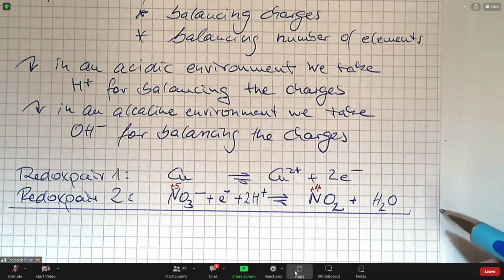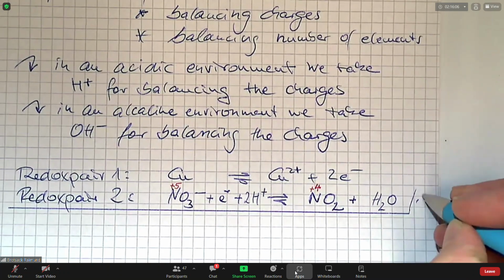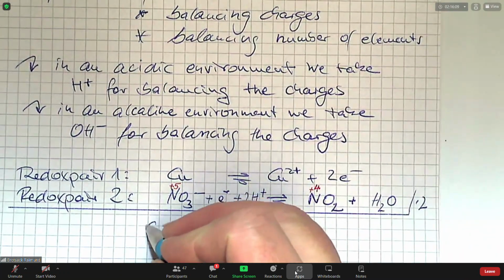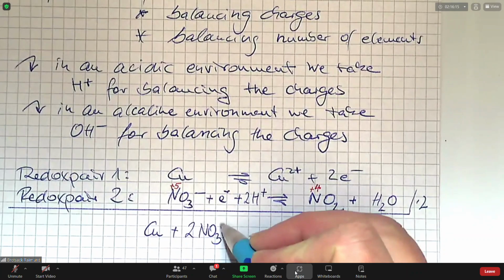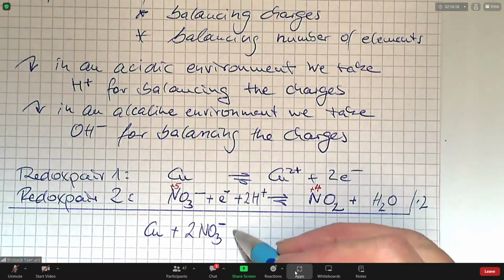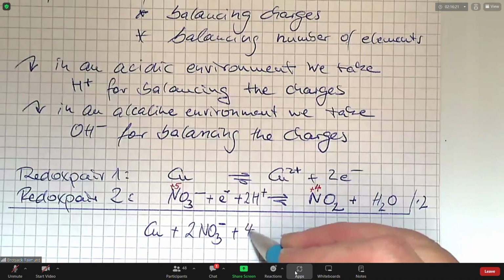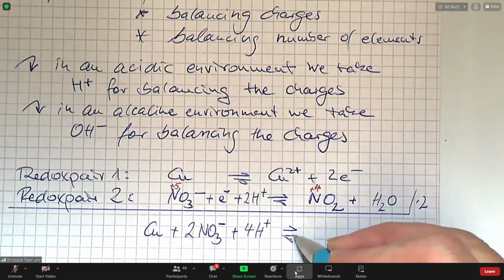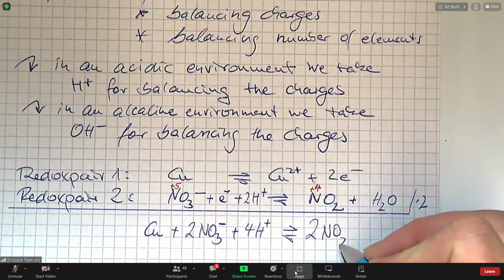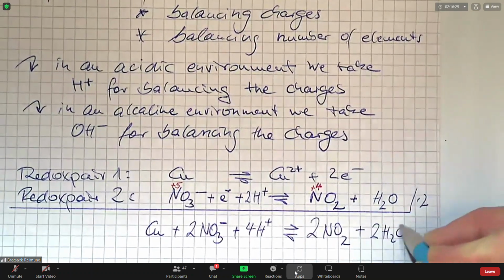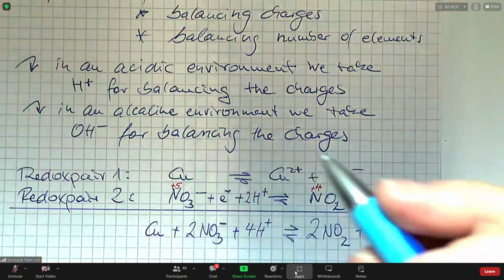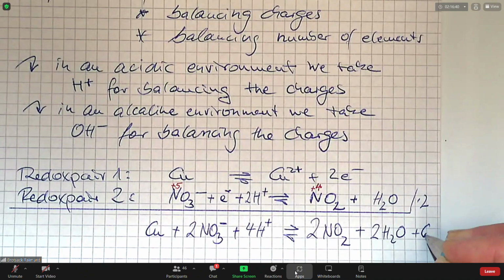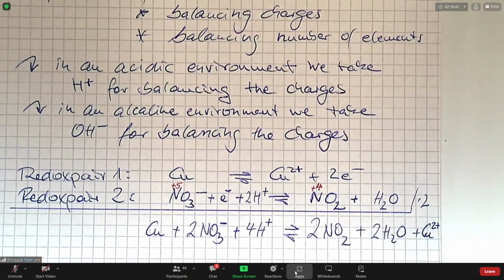Second by 2. Then we have the copper plus 2NO3 minus plus 4H plus. And we have here 2NO2 plus 2 water. Fine with that? Oh, we check. Of course, plus copper 2 plus. I forgot. Thank you.